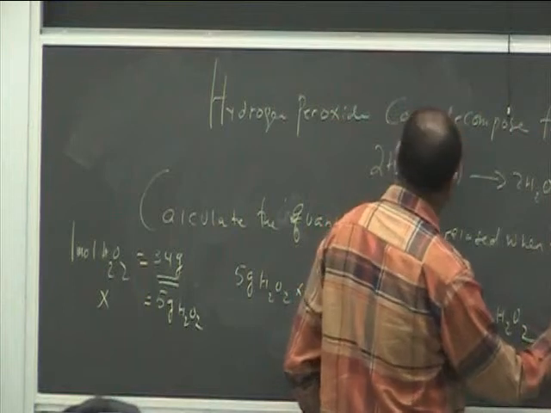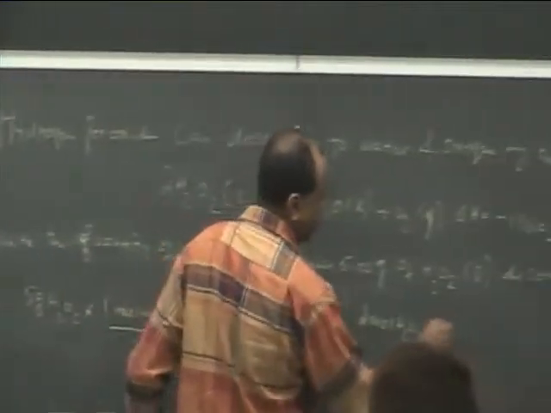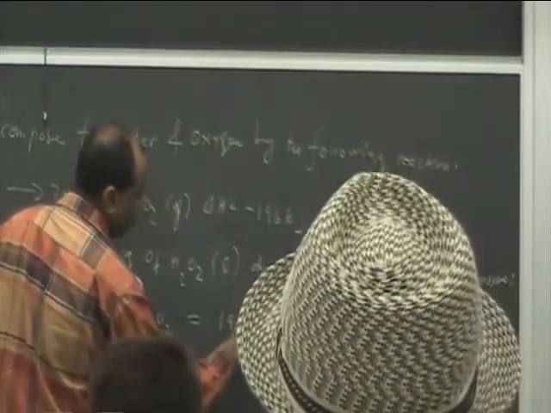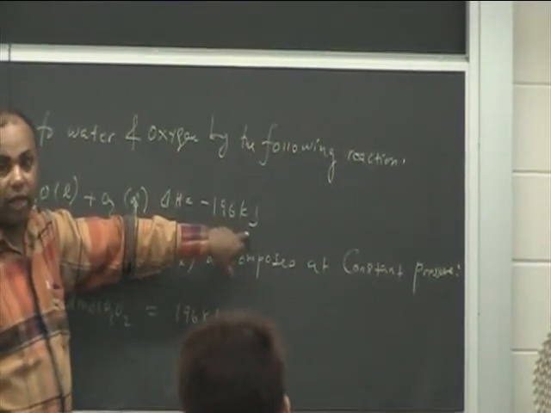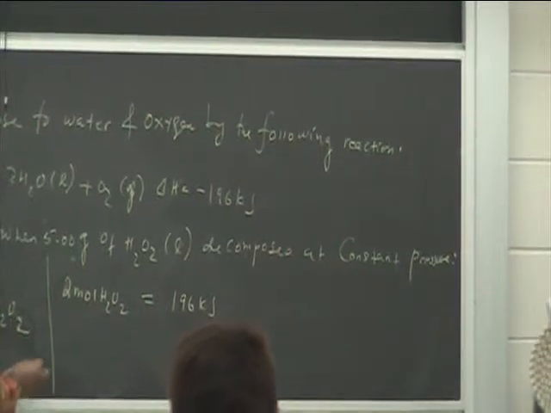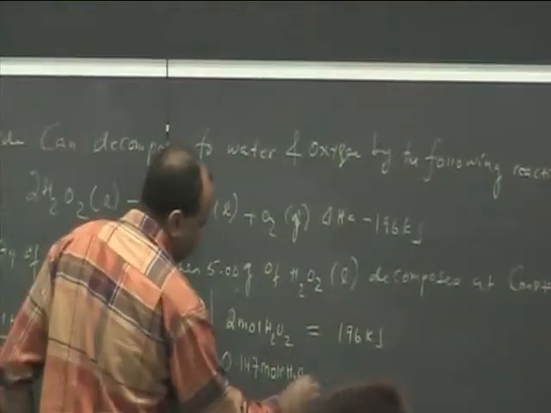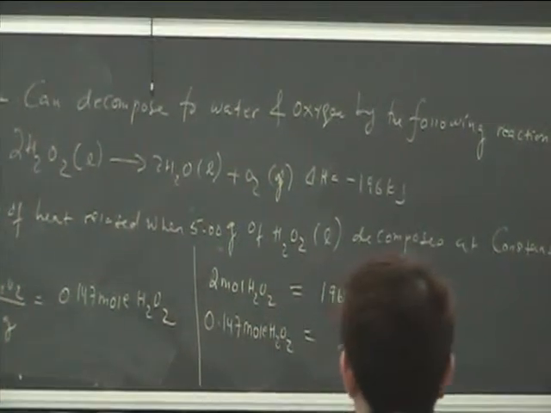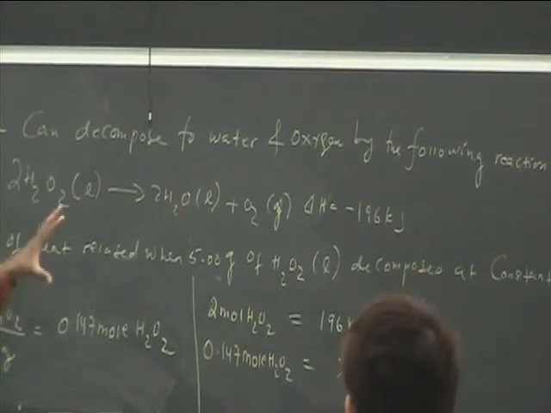2 moles of H2O2 generates 196 kilojoules of heat, according to this equation. According to the equation we have, every 2 moles of hydrogen peroxide decomposed, it generates this much heat. Okay, if that is the case, then 0.147 mole of H2O2 will generate how much heat? This is how you set up the problem.